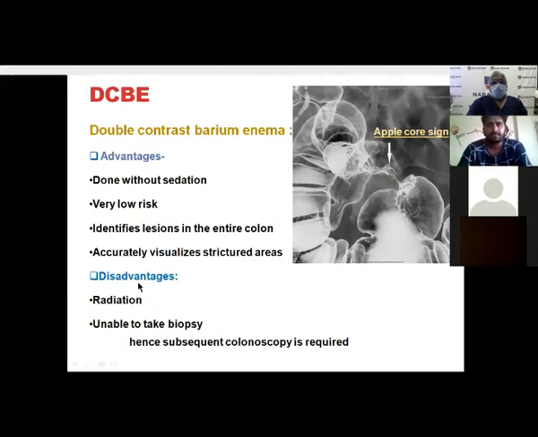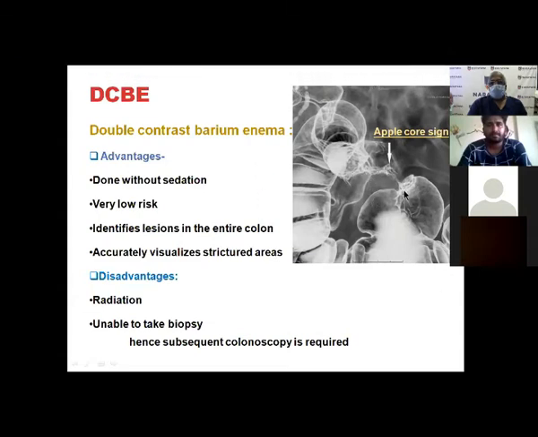This is actually a double contrast barium enema done without sedation, very low risk, identifies lesions in the entire colon, accurately visualizes the stricture area. But this has been completely replaced by the CT. Disadvantage is radiation, unable to take biopsy, hence a colonoscopy is subsequently required. It can be used as a roadmap.